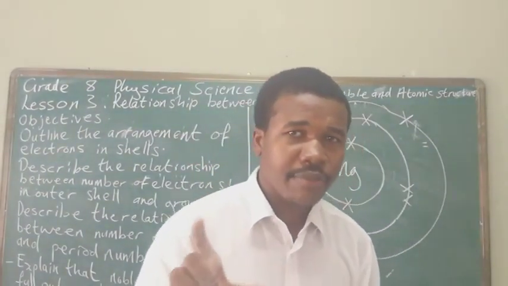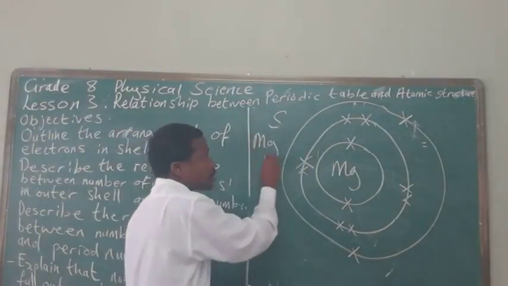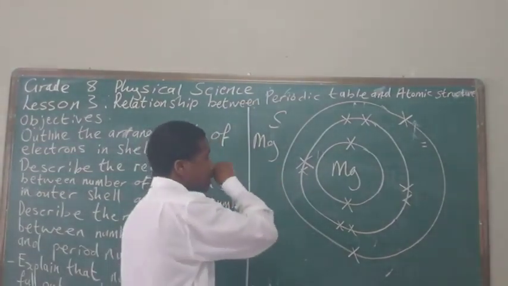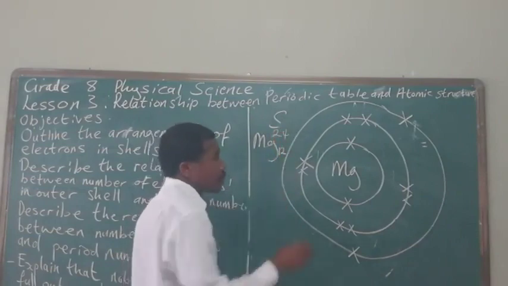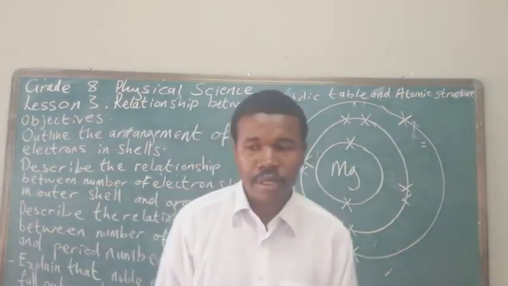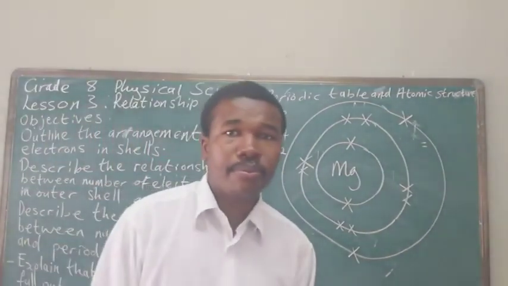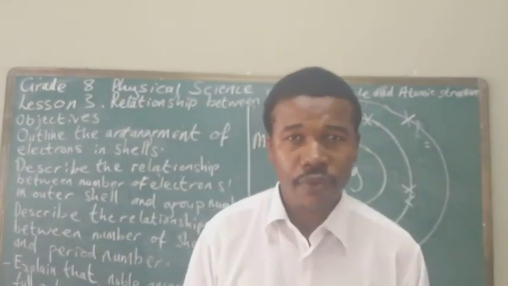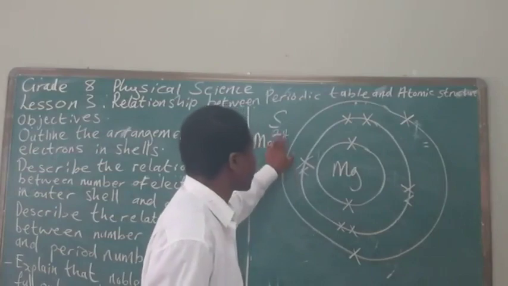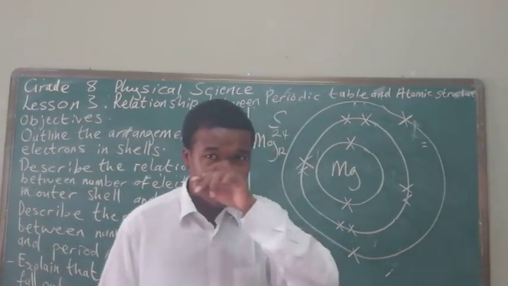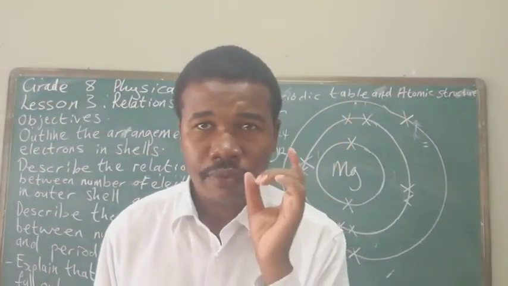Now let's look at the element magnesium. This is what it looks like on the periodic table. It has the symbol Mg, an atomic number of 12 and a mass number of 24. This can be placed differently. Sometimes the atomic number is on the top, but if you see 24, know that that is the mass number of magnesium.